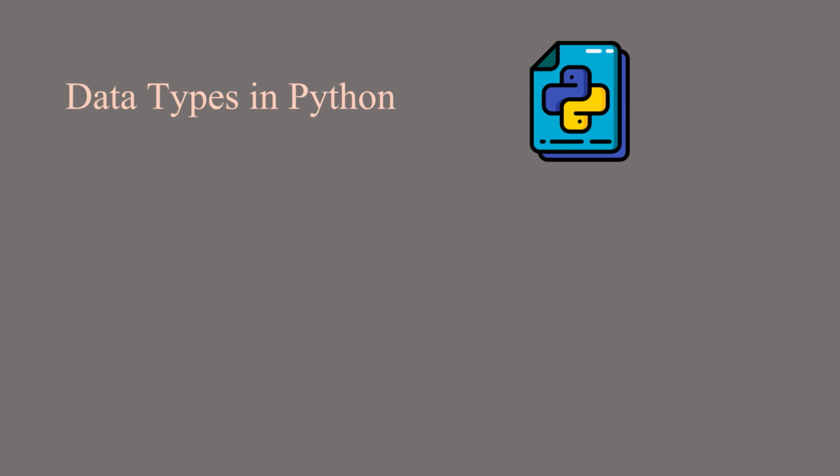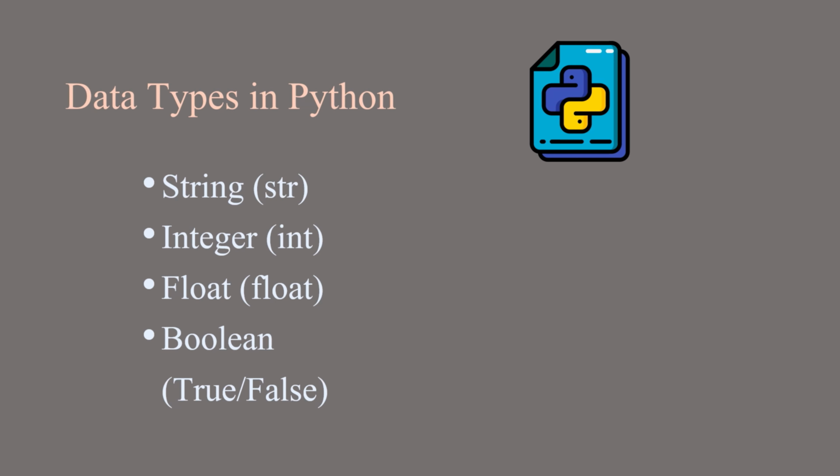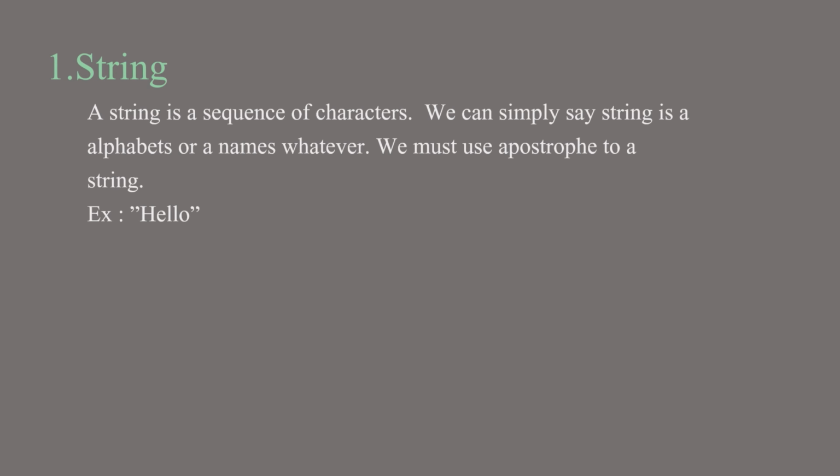Let's see what's next. It's data types in Python. It's really important to learn the data types in any programming language. So, let's see. What are the data types that we have in Python? We have string, integer, float, Boolean. A string is a sequence of characters. We can simply say a string is alphabets or names, whatever. We must use apostrophes for a string. That's the example for string.